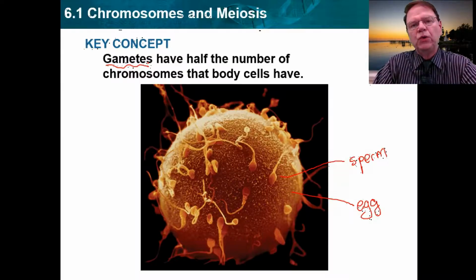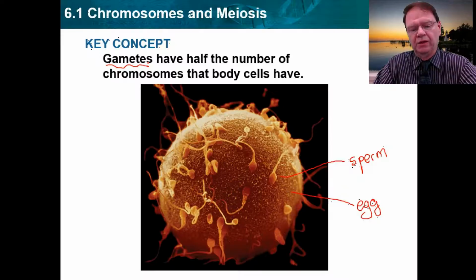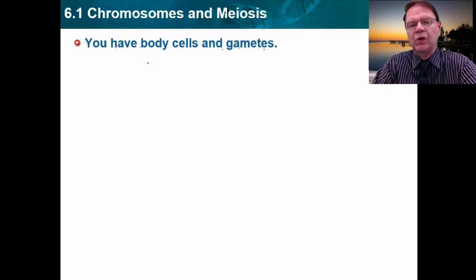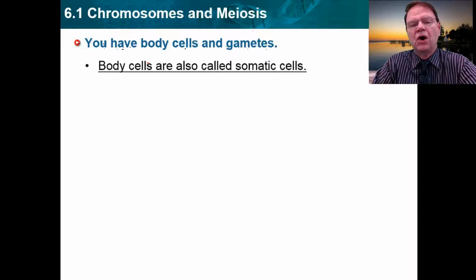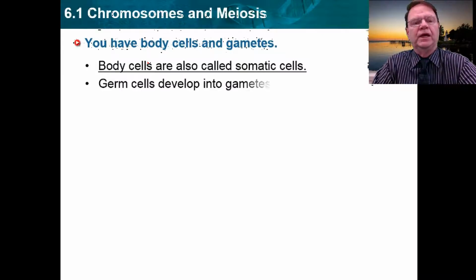Have you ever really wondered how two very different siblings could be in the same family, having the same parents, and yet they're different in so many ways? Well, we're going to begin to unravel that kind of puzzle here today. You see that you have body cells and gametes that we looked at just now. Body cells are also referred to as somatic cells. And the reason why we point out this difference has to do with the chromosomes that are in each.